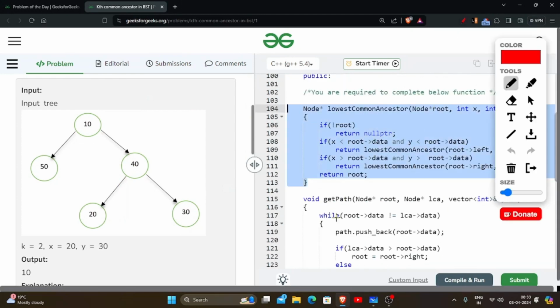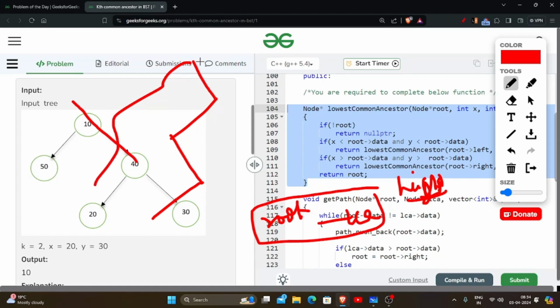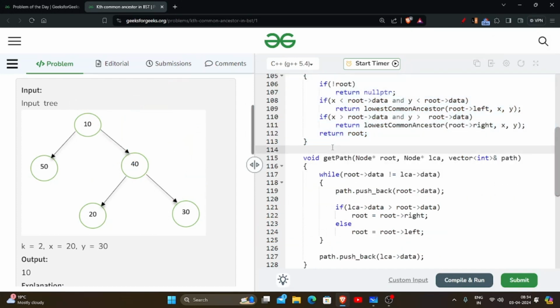And now we are also getting the path from root to LCA. This will also be the height of the tree at worst, because here also we are following the same property. Either move to left or move to right. We are not iterating the complete tree. We are just traversing one path, moving either left or right. So this is also the height of the tree.